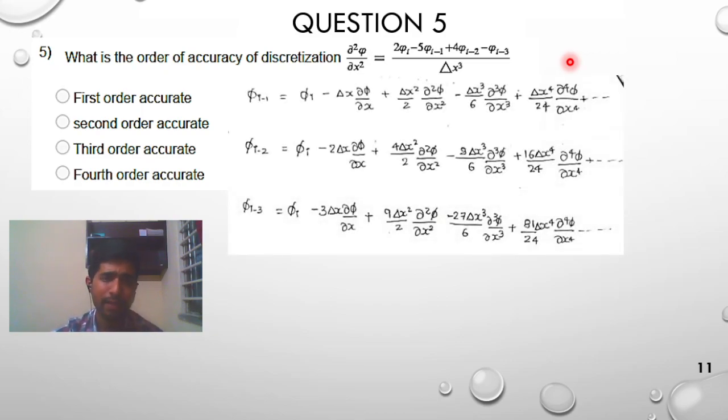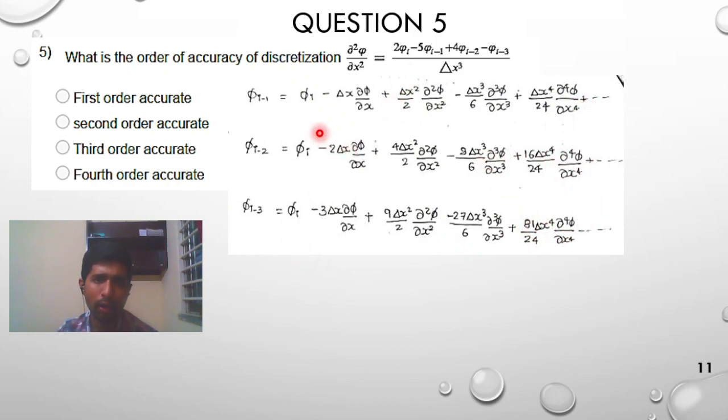As I said, I have done the same thing here. I have expanded phi of I minus 1, phi of I minus 2, phi of I minus 3 using the Taylor series. Phi of I minus 2 will be phi of I minus 2 delta x, because here I have 2, and here it will be minus 3 delta x, 9 delta x square, because 3 delta x whole square, and minus 27 delta x cube, because it is 3 delta x whole cube.